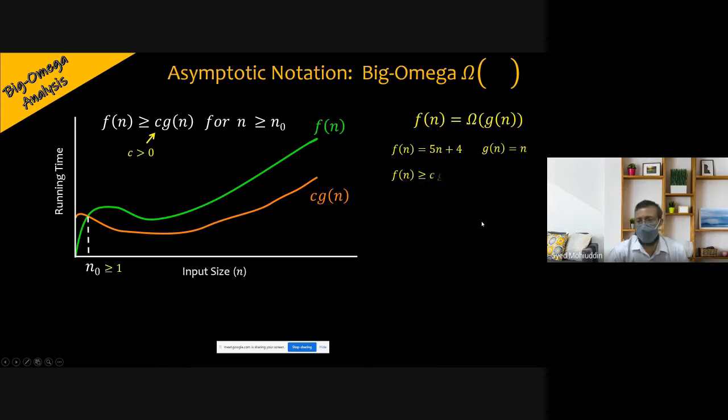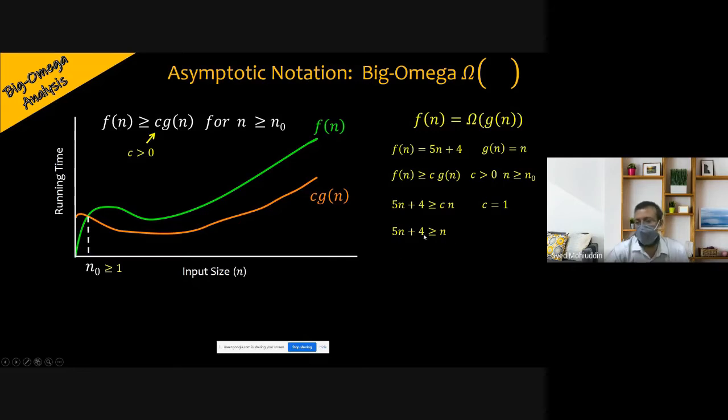So we have to prove that f of n is greater than or equal to c times g of n, where c should be greater than 0 and n should be greater than n0. So the inequality becomes 5n plus 4 greater than or equal to c times n. Here 5n plus 4 is the f of n function and n is the g of n function. Suppose we take c equal to 1. This is one of the possibilities; there can be many more. If c equals 1, then 5n plus 4 is greater than or equal to n.